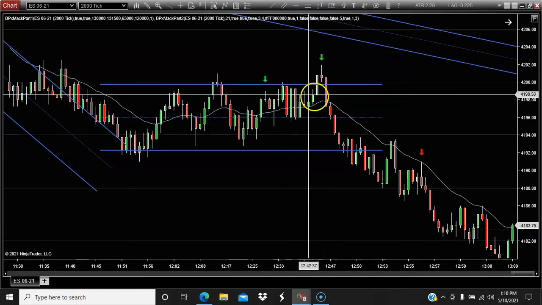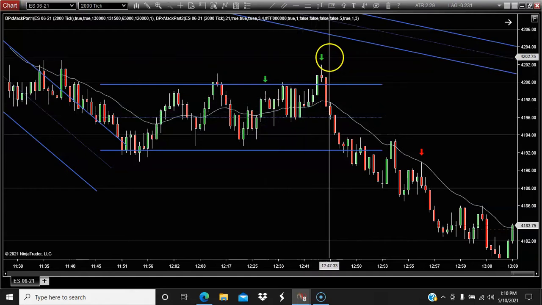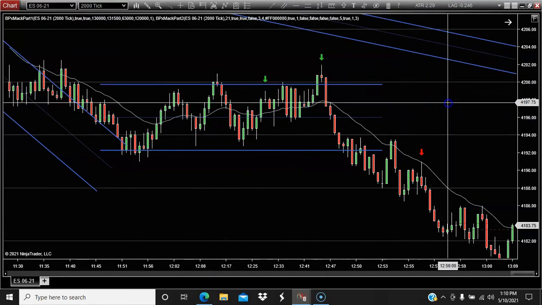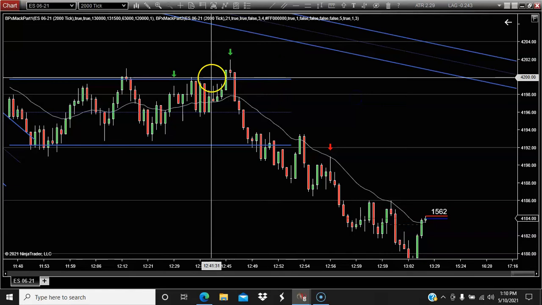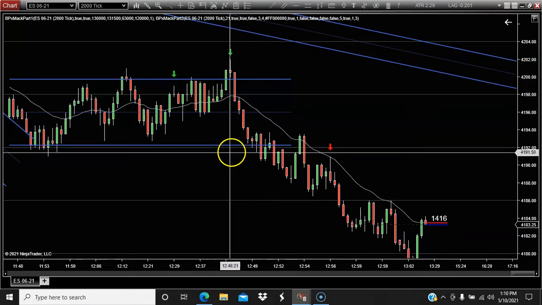And this is a second entry short off this low, if you look at it like that. First entry, second entry. It's a counter trend break out of congestion. And look at that. That is a big move. Okay. I probably would have gotten 5 points today here.